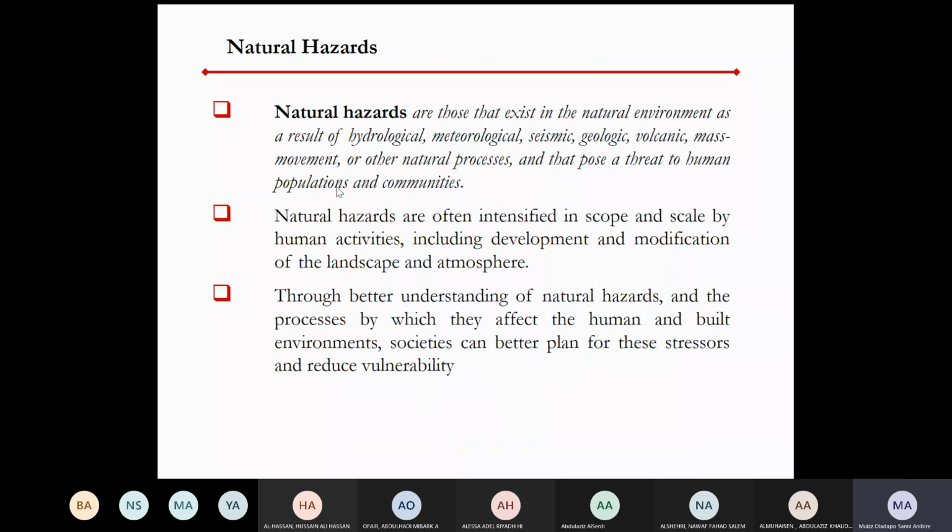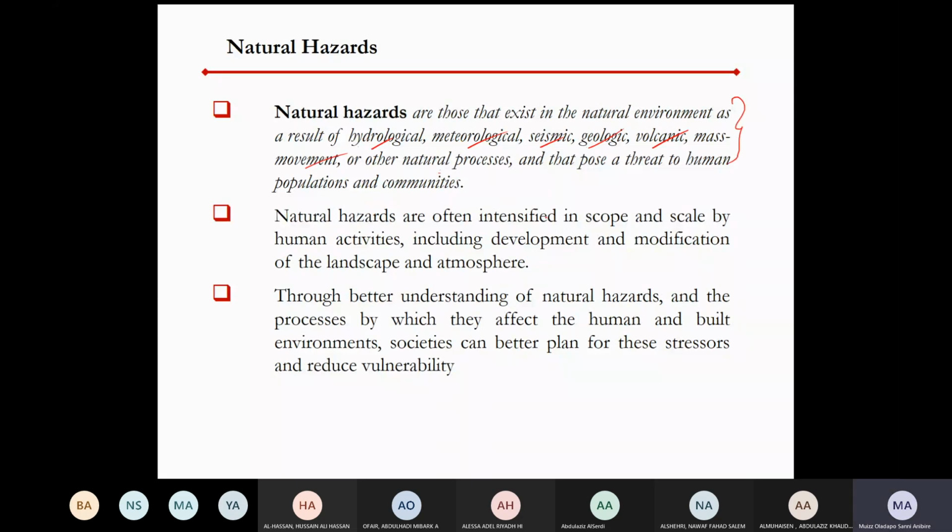Let's start with the first type of hazards that we have, which is natural hazards. Natural hazards are those that exist in the natural environment as a result of various processes that occur in the natural environment. This could be hydrological processes, having to do with water, meteorological processes, seismic processes having to do with earthquakes, geologic underground events, volcanic eruptions, mass movements, or other natural processes. These pose a threat to human populations and communities. So all these are referred to as natural hazards.